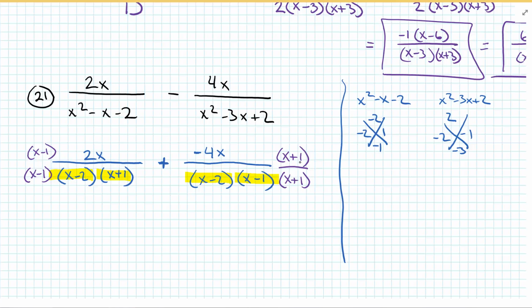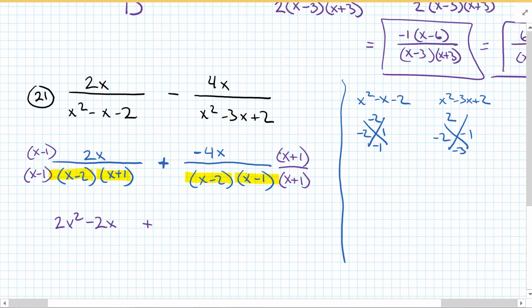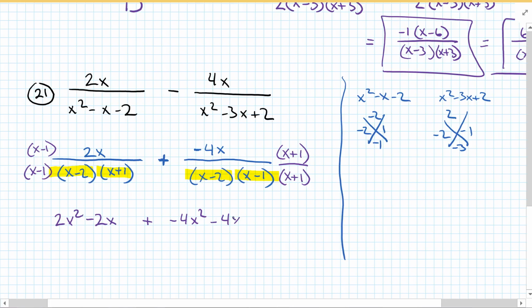All right, the denominators are now the same. So let's go ahead and distribute. So 2x times x is 2x squared. 2x times negative 1 is negative 2x plus, now we're going to distribute the negative 4. Negative 4x times x is negative 4x squared. Negative 4x times 1 is negative 4x. All that's over the denominator.